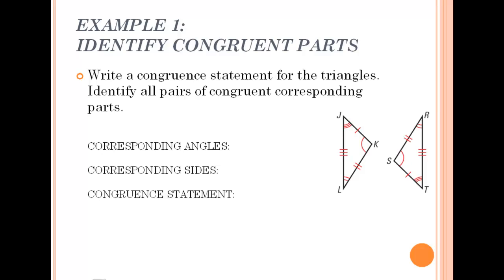Example 1 is identify congruent parts. We're going to write a congruence statement for the triangles. That's something you'll see often and have to do often. We want to identify all pairs of congruent corresponding parts.